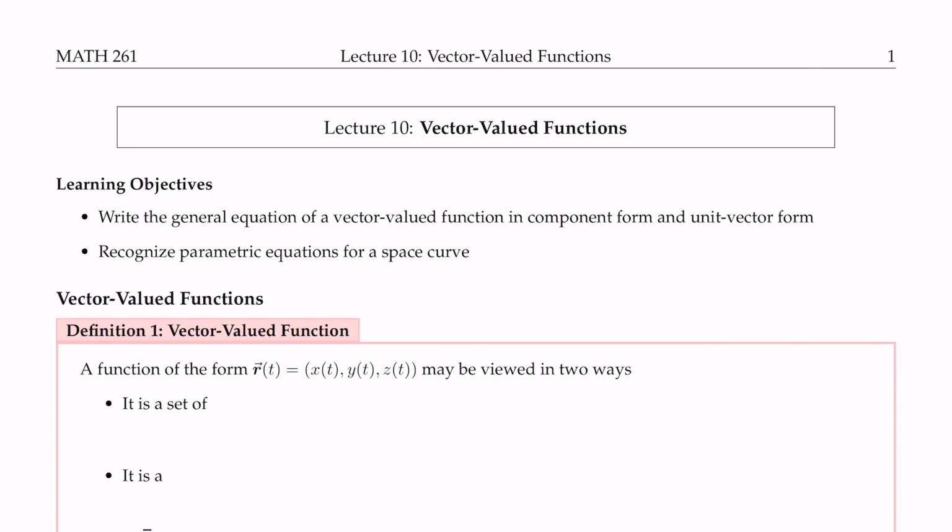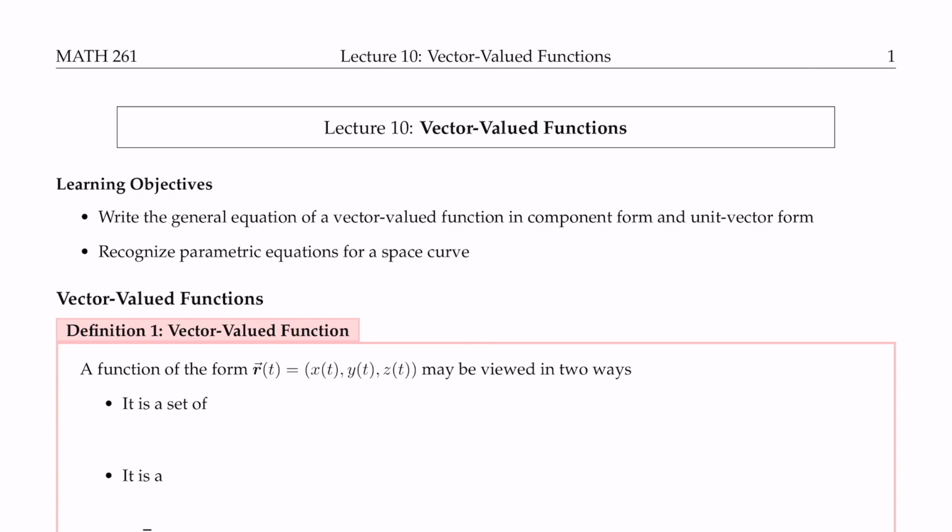If you take a snapshot of this object, its position can be described by a static position vector r equal to x, y, and z. However, if you want to describe the full trajectory of this object as it unfolds in time, you must represent the object's positions with a vector value function, such as the vector r of t equal to x of t, y of t, and z of t, whose components change in time. That's the idea of vector value functions that we're going to look at.